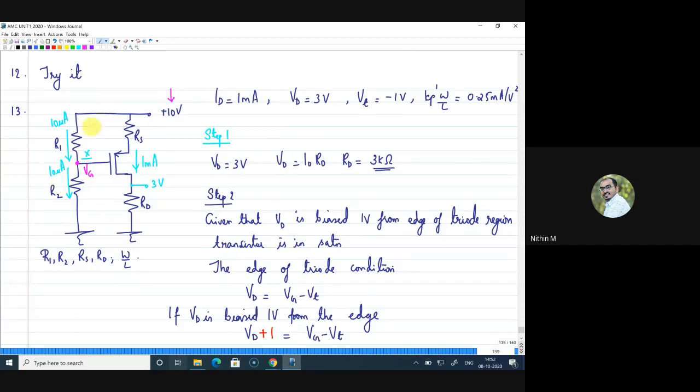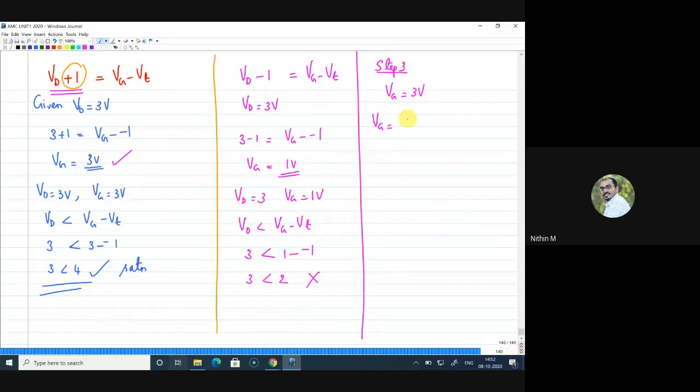So can I write Vg as 10 into R2 by R1 plus R2? Voltage division. So with that, I can write it as 10 into R2 by R1 plus R2. So that means Vg is 3. 3 by 10 is equal to R2 by R1 plus R2. Right. So R2 by R1 plus R2 is in this form.